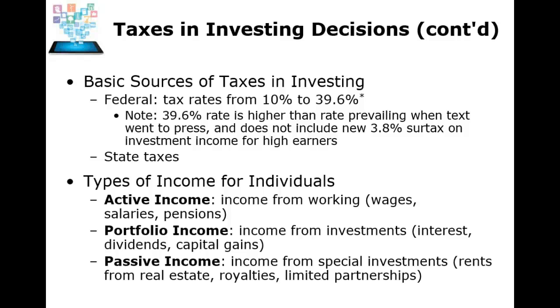Now, basic sources of taxes in investing is we have our federal tax rates, which go anywhere from 10% to 36.6%. So we have these tax brackets or rates that when you make income, the more money you make, the higher amount of tax you pay. So that would generally be on your wages or your active income. But some of those tax brackets will also be involved in your investment income as well.